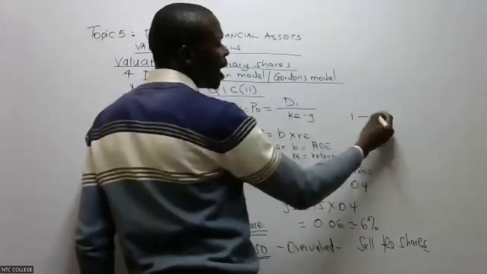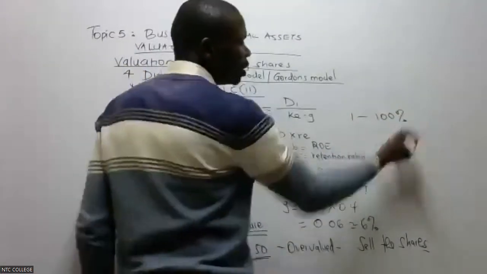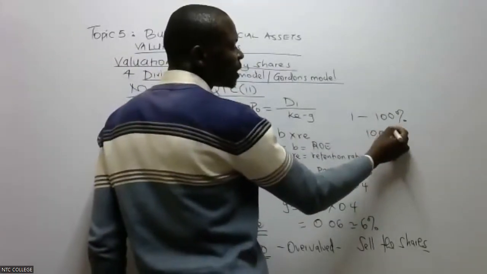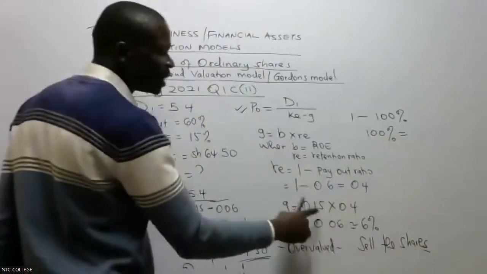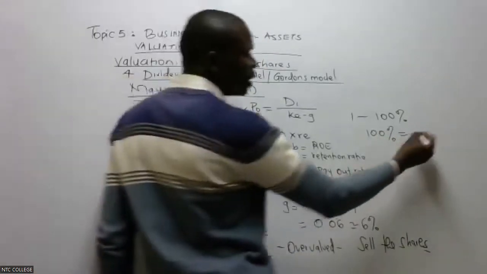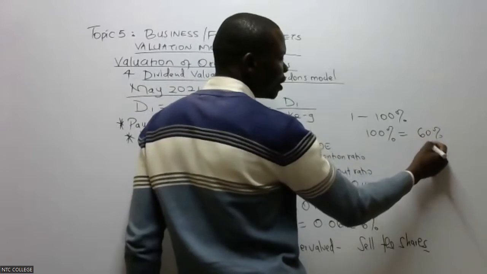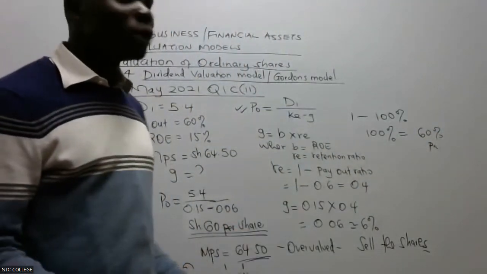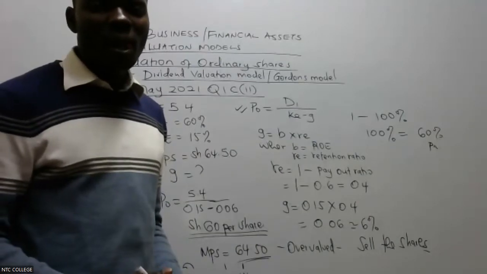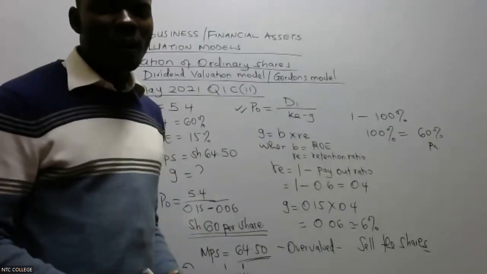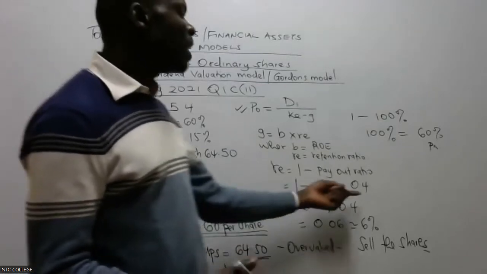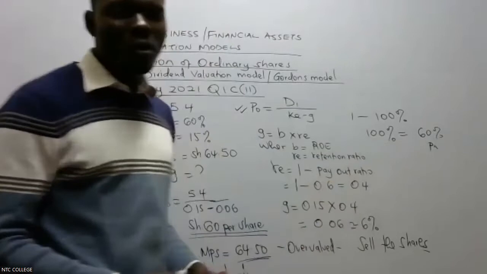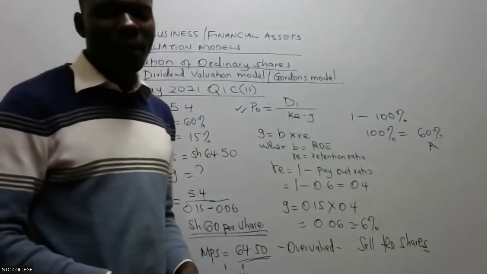1 represents 100%, right? So out of 100% earnings, we are told that 60% is payout. So if 60% is payout, what is the retention ratio? It is the remainder, right? So the remainder is 40%, which is the same as 0.4. Okay.